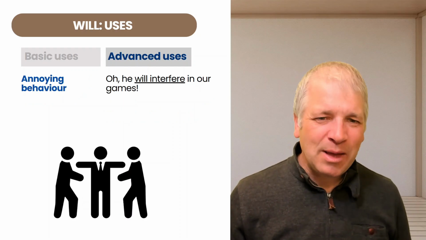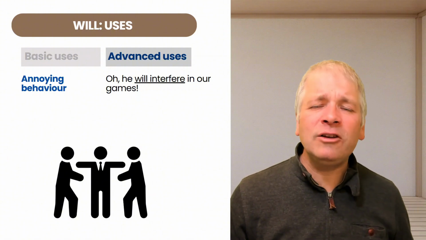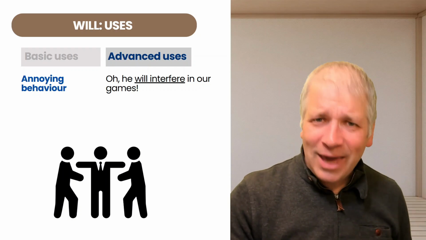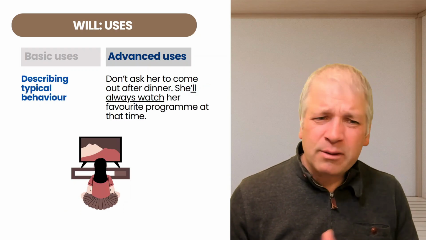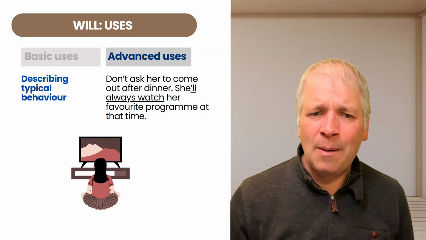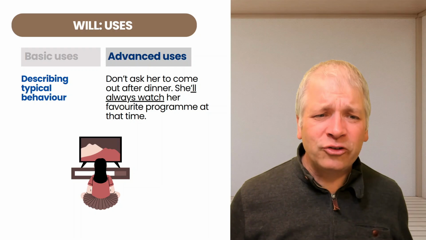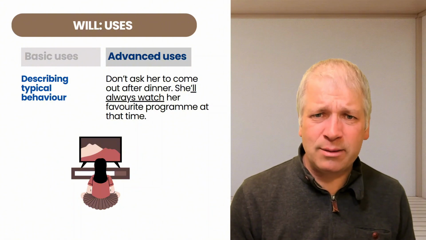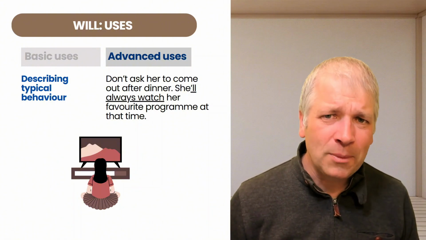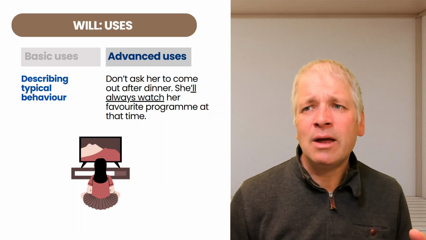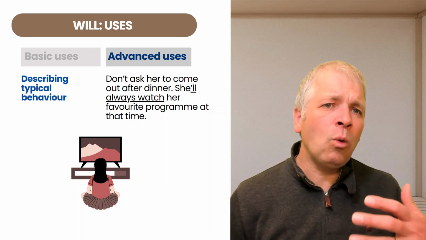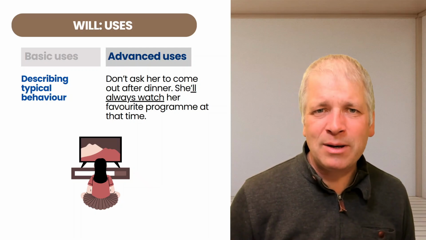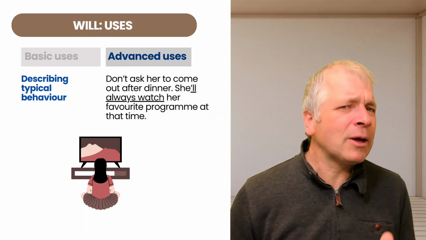With annoying behaviour, sometimes people will use will. Oh, he will interfere in our games. He's annoying us. He will do it over and over again. And sometimes if we're just describing typical behaviour, don't ask her to come out after dinner. She'll always watch her favourite programme at that time. Not necessarily annoyance here, just a description of what is a common habit. And the will emphasises that this person's intention or way of being is to do something over and over and over again. It's not the only way, of course, we can describe habits, but it's a way that we can say this is their typical behaviour.